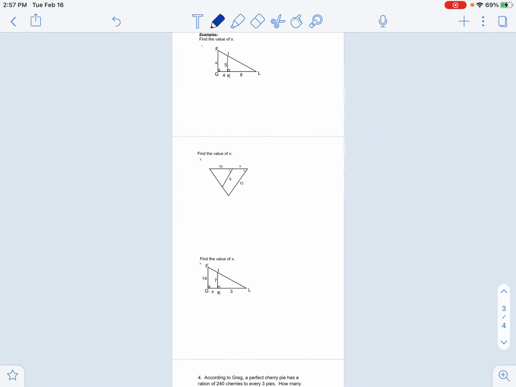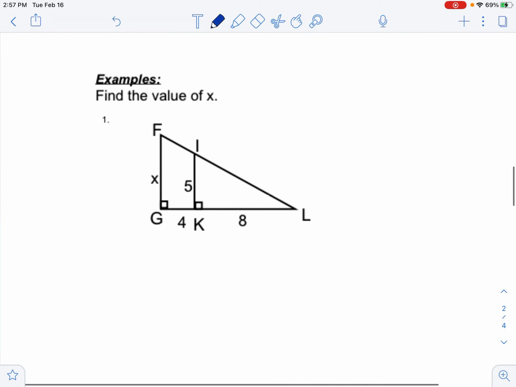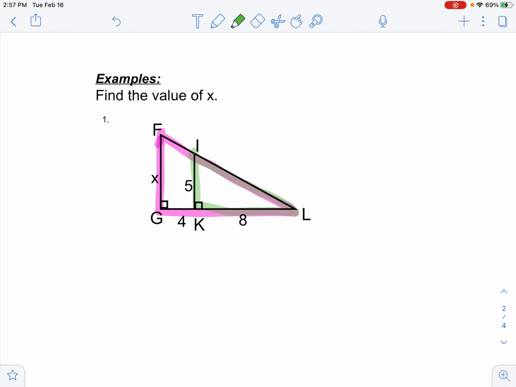So how are we going to use this? We're going to use this on 3 different problems here, and then we'll do some word problems, which are the easiest out of everything that we've done. I saved the easiest for last. It says find the value of x. So the first thing I'm going to say to you is, do you see 2 triangles? Hopefully you're saying yes, and you see this big one right here, and then this smaller one right here.